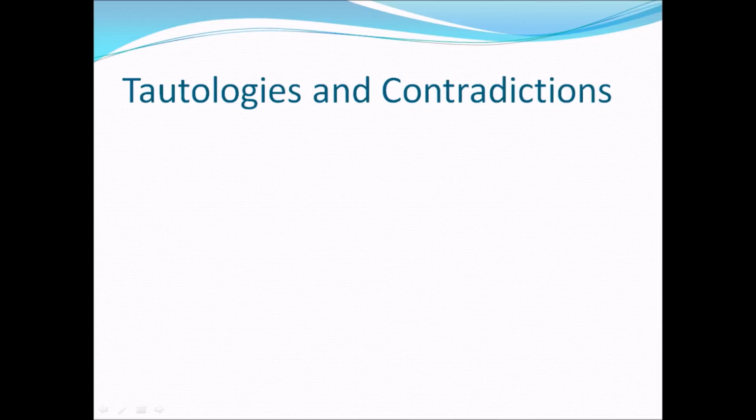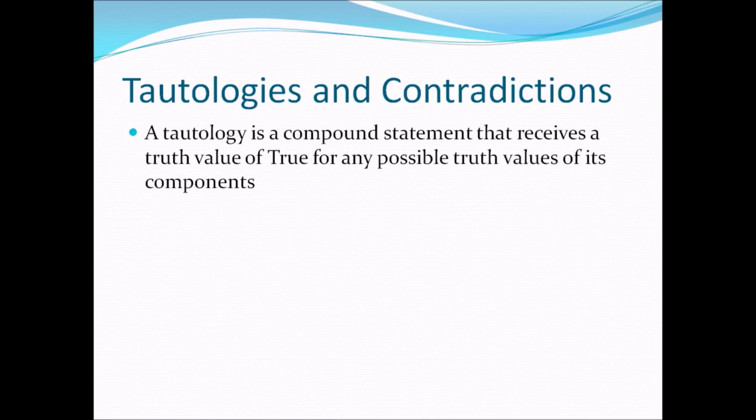And last thing I really want to cover is tautologies and contradictions. I just want to go over their definition because they come in useful later on, and it's good to just know what they are. So a tautology is a compound statement that receives a truth value of true for any possible truth values of its components. So basically, a tautology is a statement that is always true no matter what its components are.